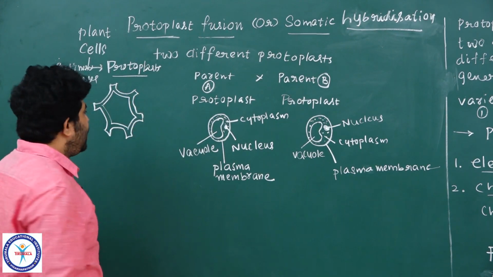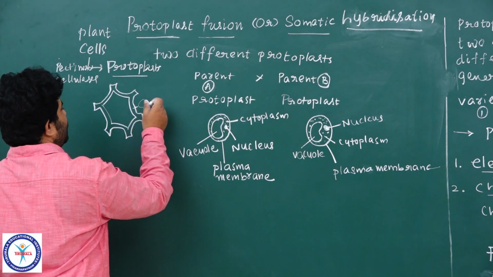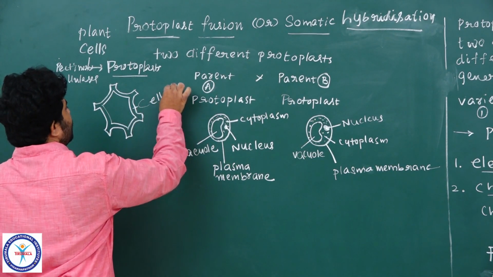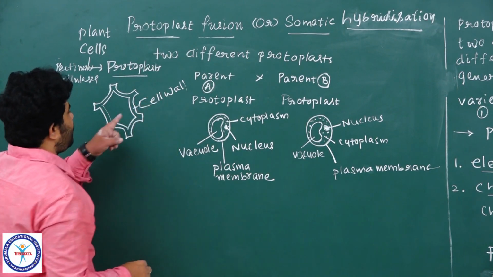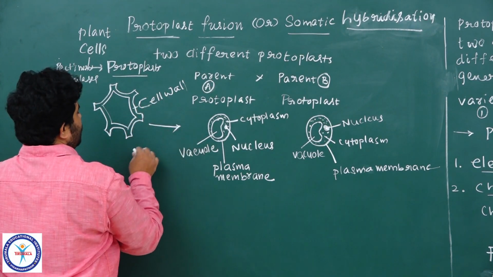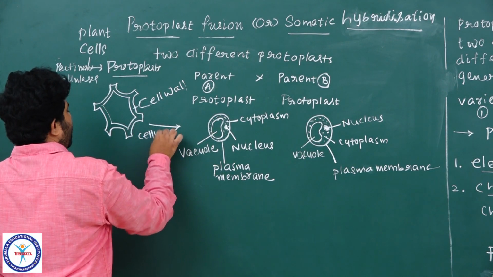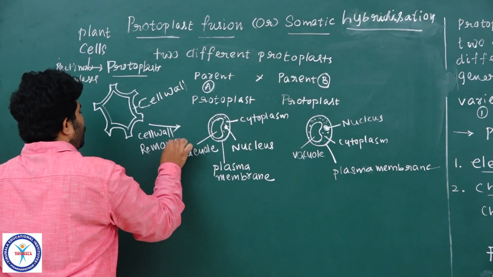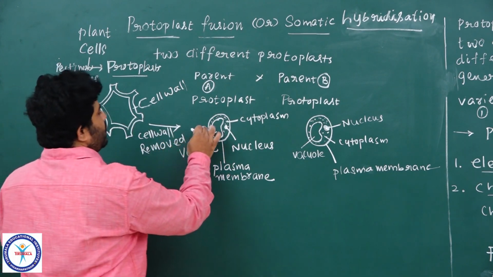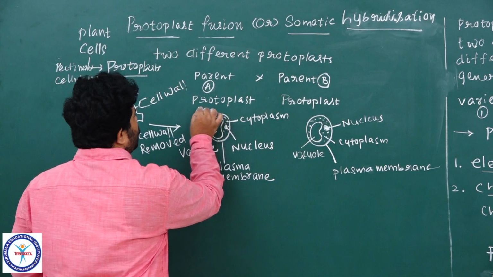Now got the point? Here we have seen that the cell wall is the outermost layer, and that cell wall is going to be removed. Those cells with the cell wall removed, what are we calling them? Protoplast.